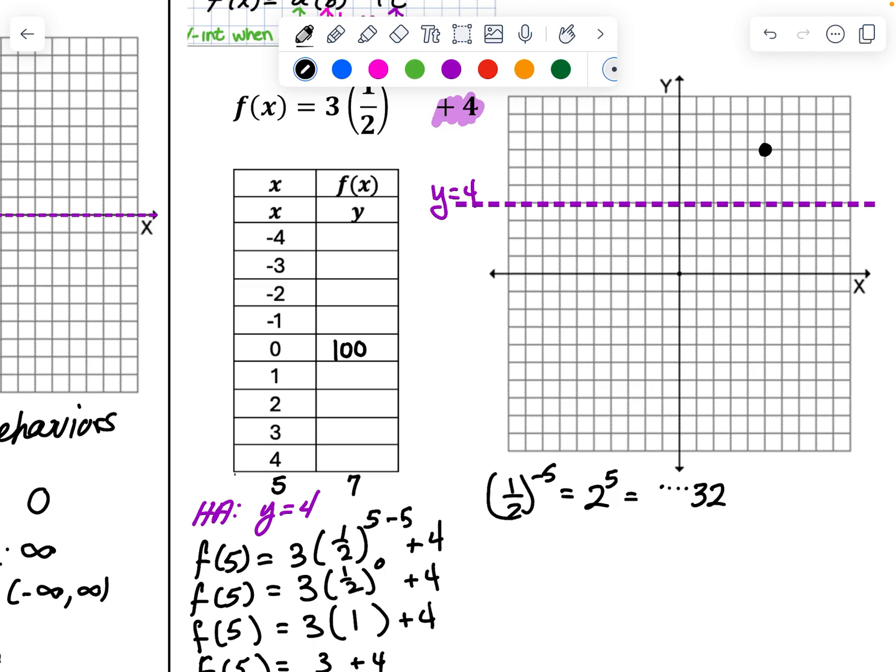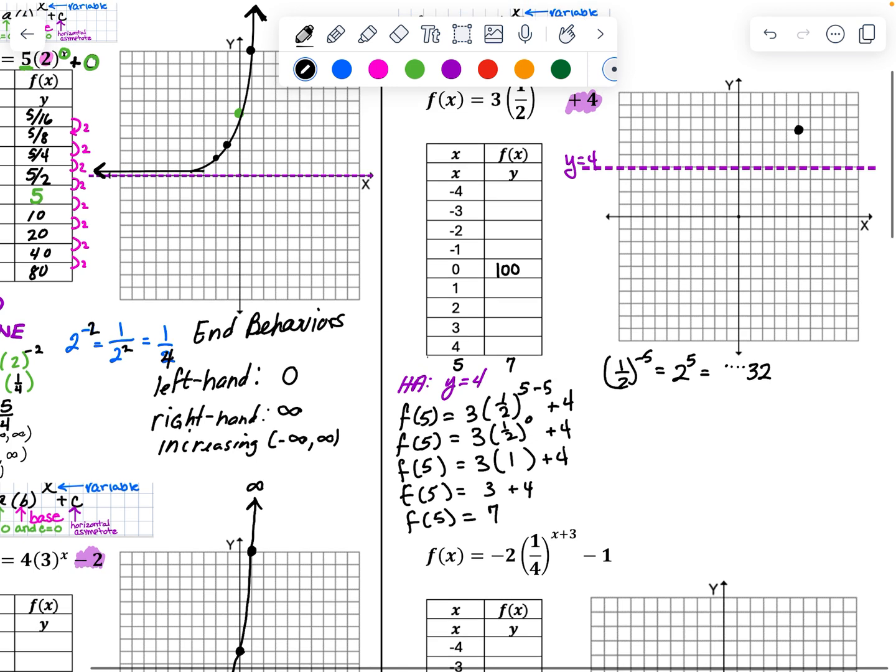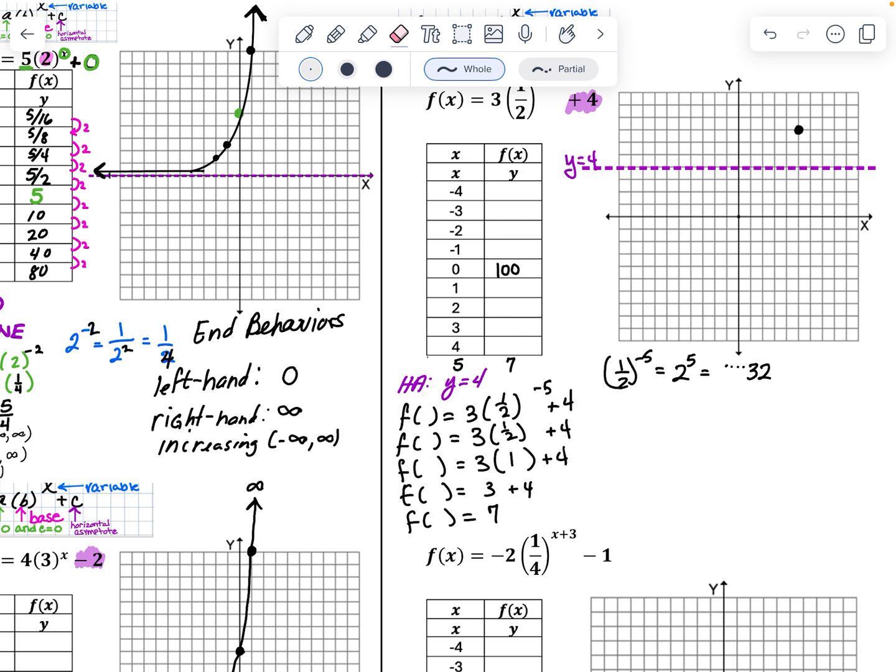Okay, what if we let x be 4? So we're going to let x be 4. 4 minus 5 is negative 1. One half to the negative 1 is 2 to the first, which is 2. 3 times 2 is 6, and 6 plus 4 is 10. So when we used 4, we got 10. So let's plot 4, 10. Well, 4, 10 would be right there. Okay.